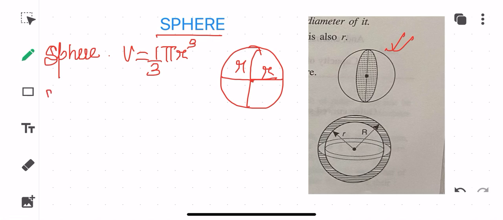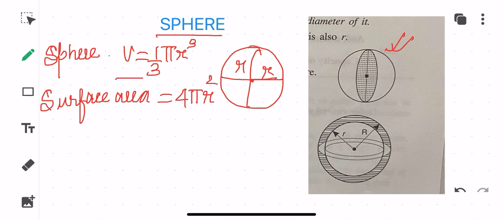And further we know the surface area. Here we don't have curved surface and total surface area, children, because whatever is the curved surface is the total surface, because the entire surface is curved. So the only term we have is surface area, and this is equal to 4 pi r square. These are the two formulas related to sphere that we will be using in the sums of the third exercise of this chapter. Now, children, we will be moving to the next thing.